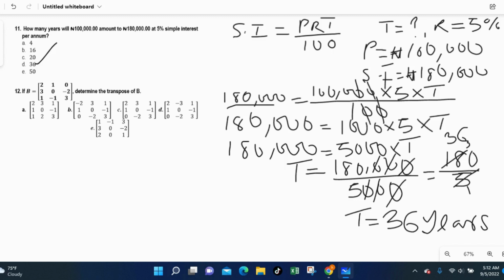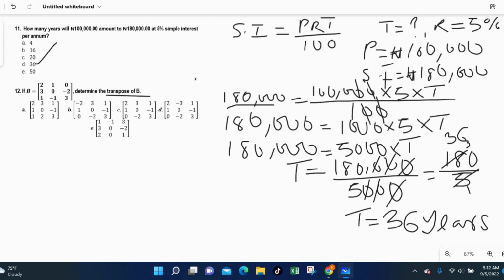The next question is on determinant. In that question, we are required to find the transpose of B. Now, what do they mean by transpose? As you think about this question, I want you to look at a transpose. What is a transpose, and how do we arrive at the transpose of a matrix?